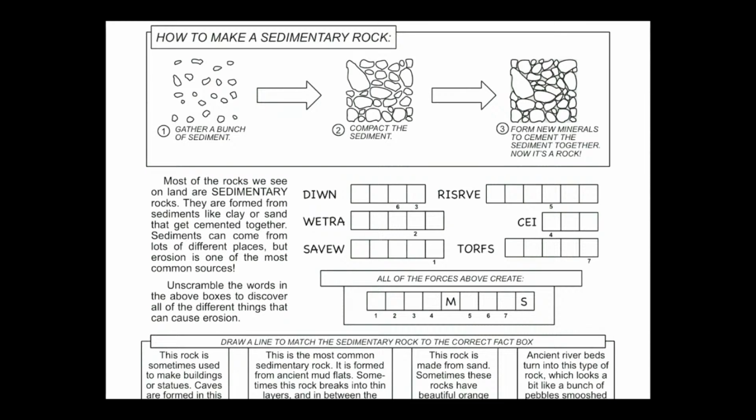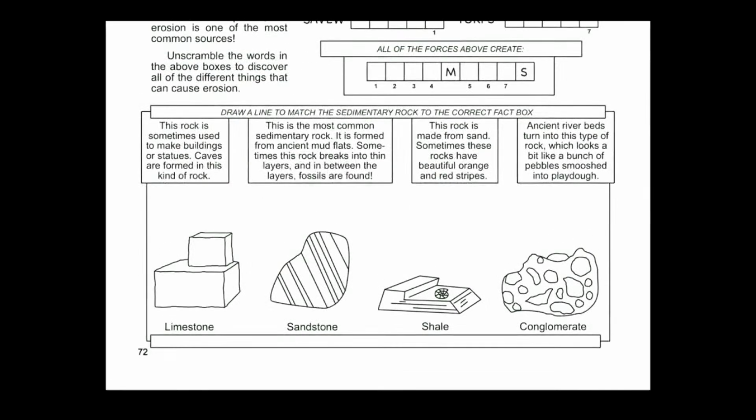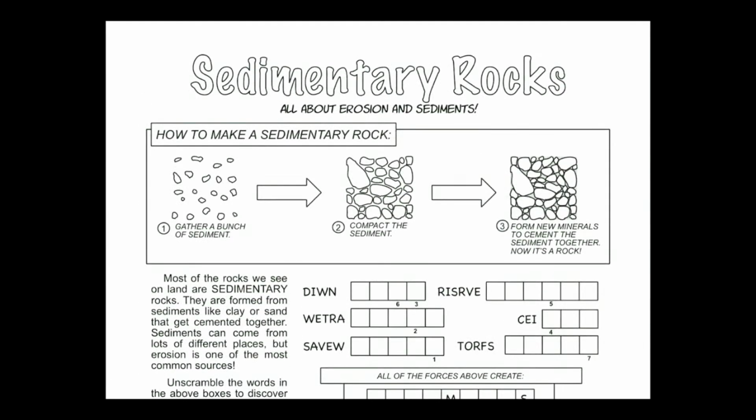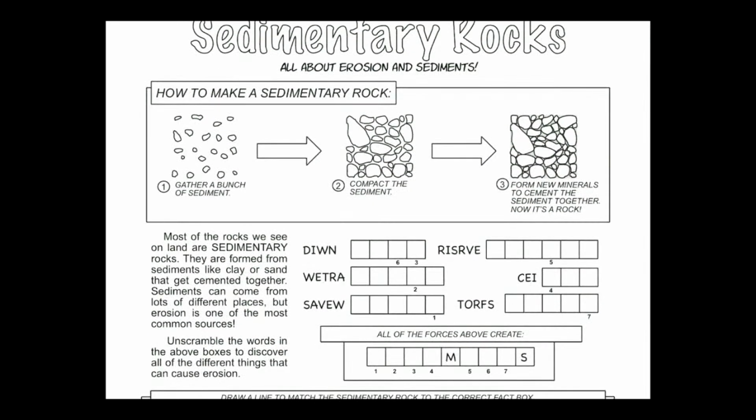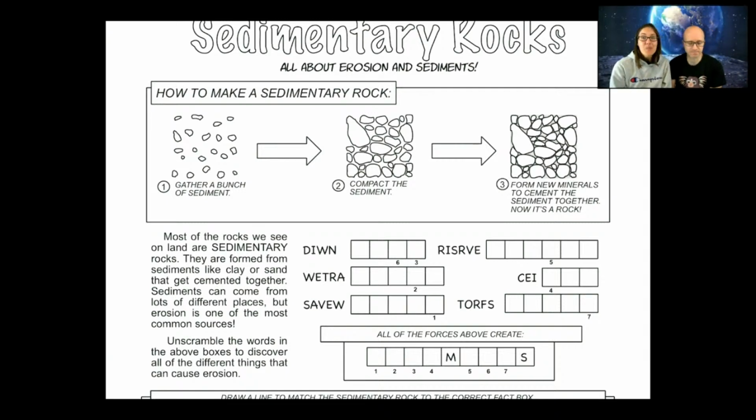All right, so you had your instructions here. We're on page 72 of the notes, which are how to make a sedimentary rock. Gather a bunch of sediment, compact it, and form new minerals to cement the sediment together. That cementing step is really important. You would not get a sedimentary rock if you just push sand together. It has to be cemented with new minerals. But where do sediments come from? This sort of is like a review of last week when we talked about weathering.